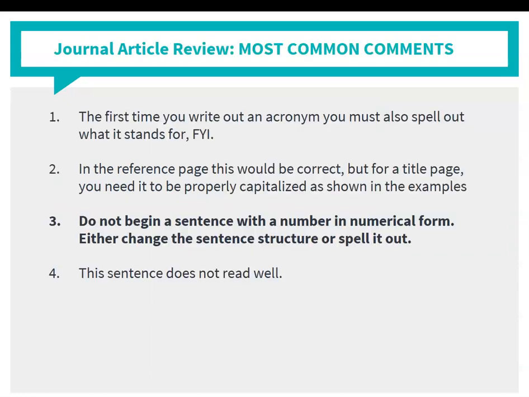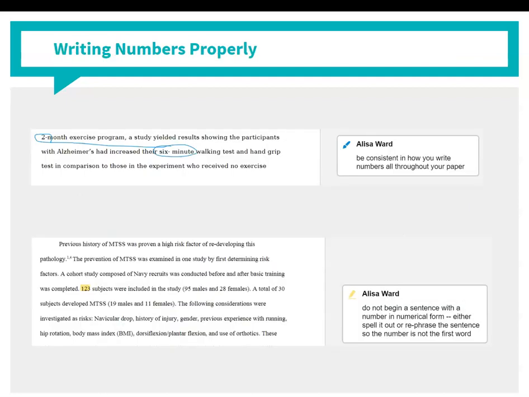Number 3, don't begin a sentence with a number in numerical form. Either change the sentence structure or spell it out. So here are some examples. If you look at the bottom one, 123 subjects. So don't begin it in numerical format. So either spell out 123 or change the order of the sentence.